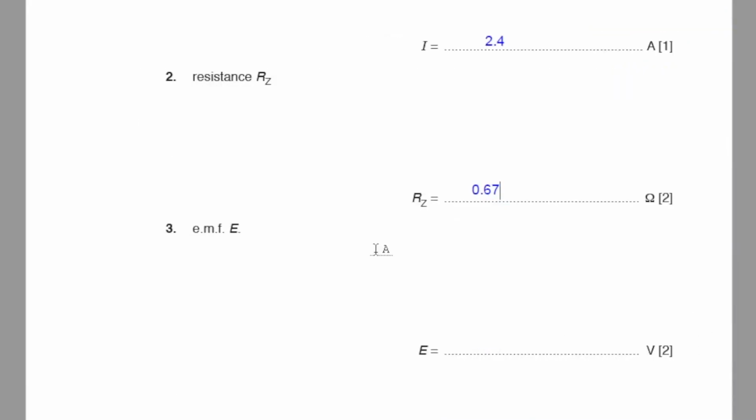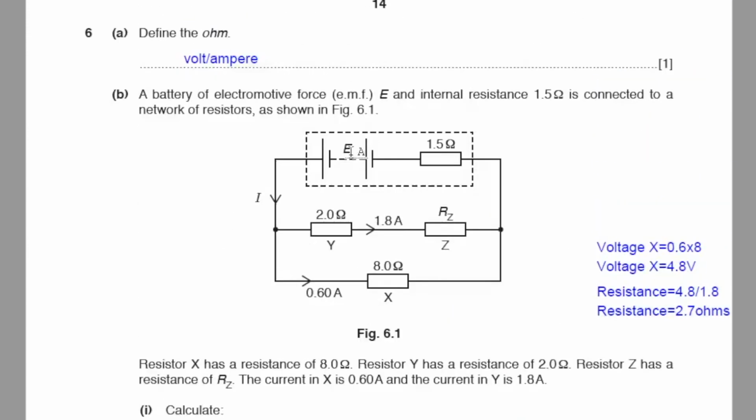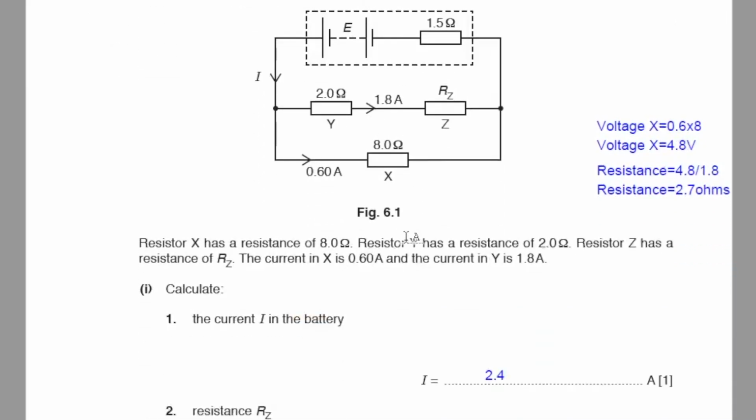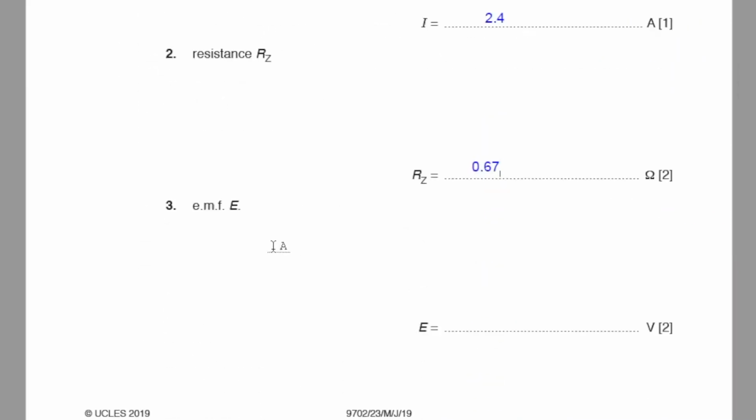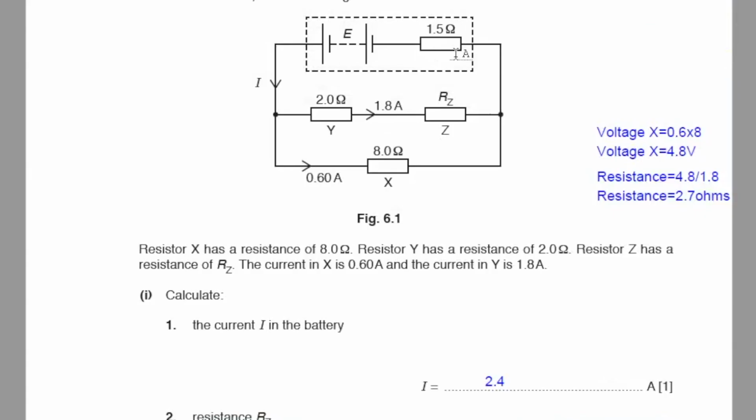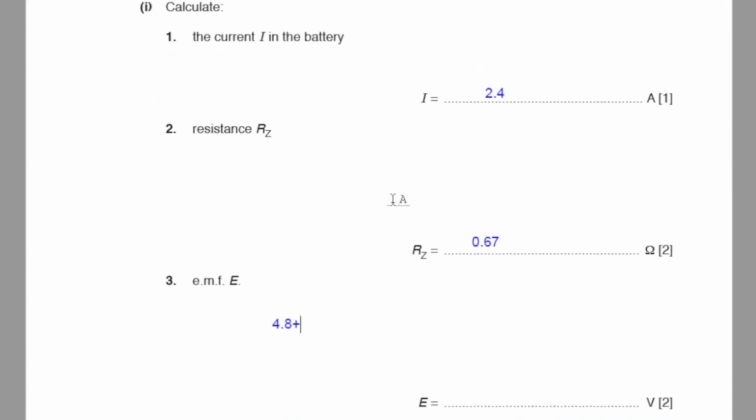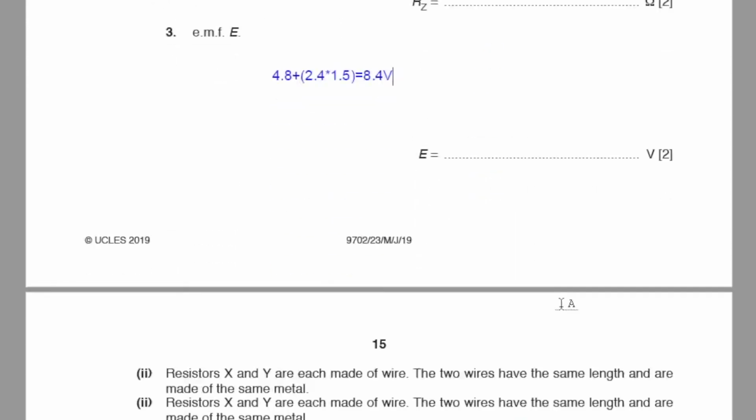E is going to be equal to lost volts due to the battery's internal resistance plus PD across this network. So our PD across this network is equal to 4.8 volts plus the lost volts due to this internal resistance, which is going to be the current across this internal resistance multiplied by the value of the internal resistor, which is 1.5. This gives us 8.4 volts. So EMF of the battery is 8.4 volts.